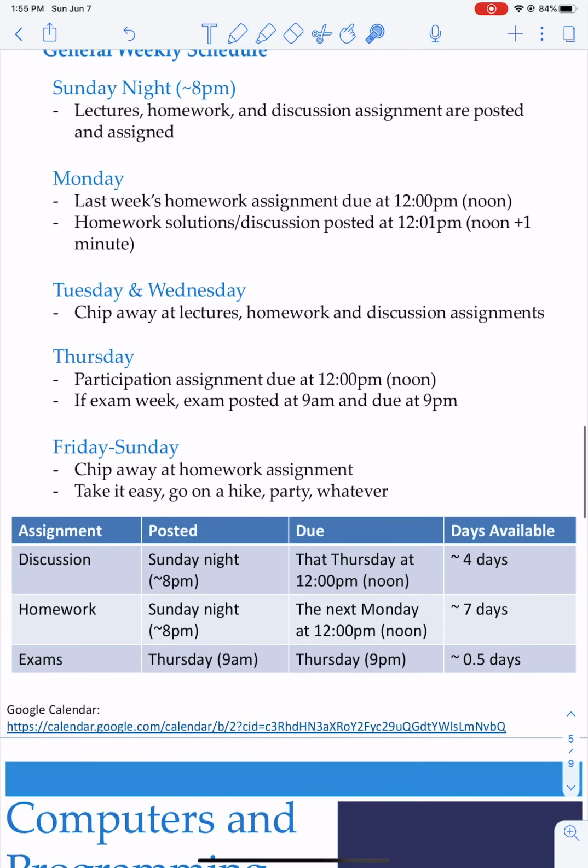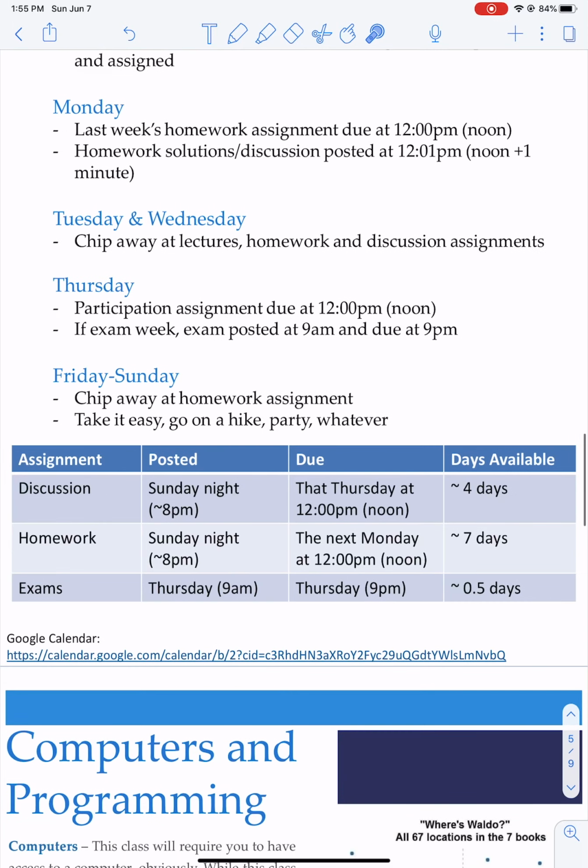So here's a shorter idea of what's going on. The discussion, that's also the participation. You got 4 days to do that. It's posted on Sunday night and then due on Thursday, so 4 days later. About homework, same deal. Posted on Sunday, due the next Monday. It's about a week. And then the exams you'll have half a day to do.